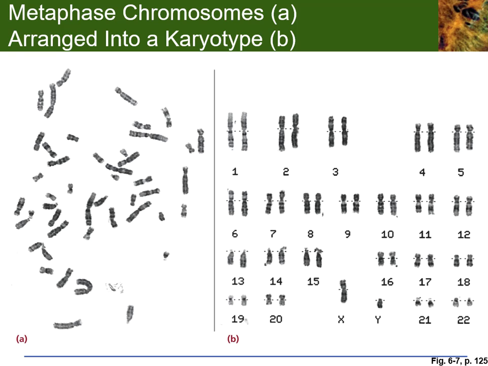Okay, so metaphase chromosomes, that's what they would look like when you put them on the slide and stain them. On the right, you can see how they would be organized with the computer-assisted program where they're all pulled and kind of straightened out a little bit and then put together into the karyotype.